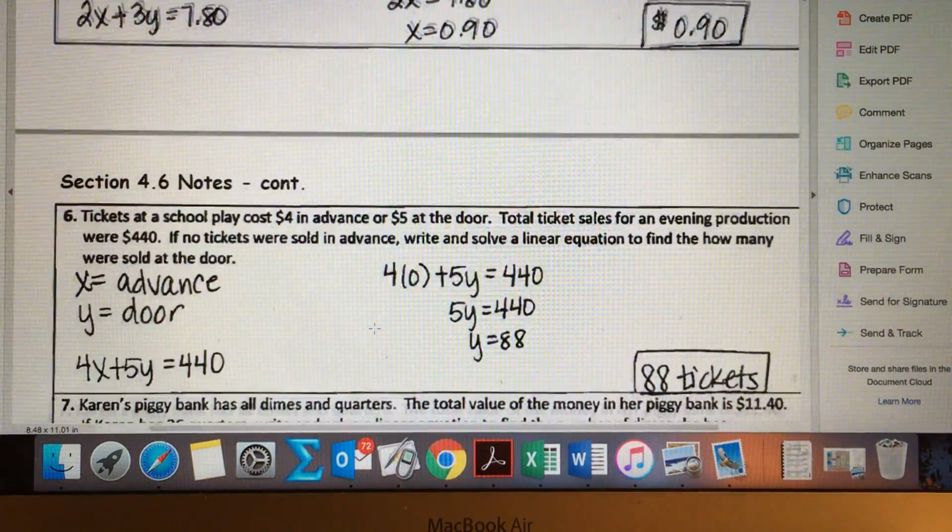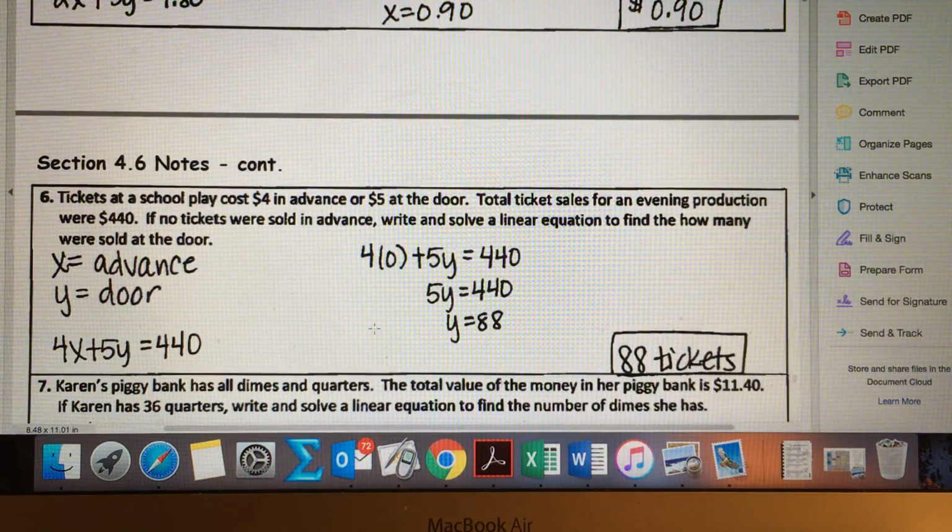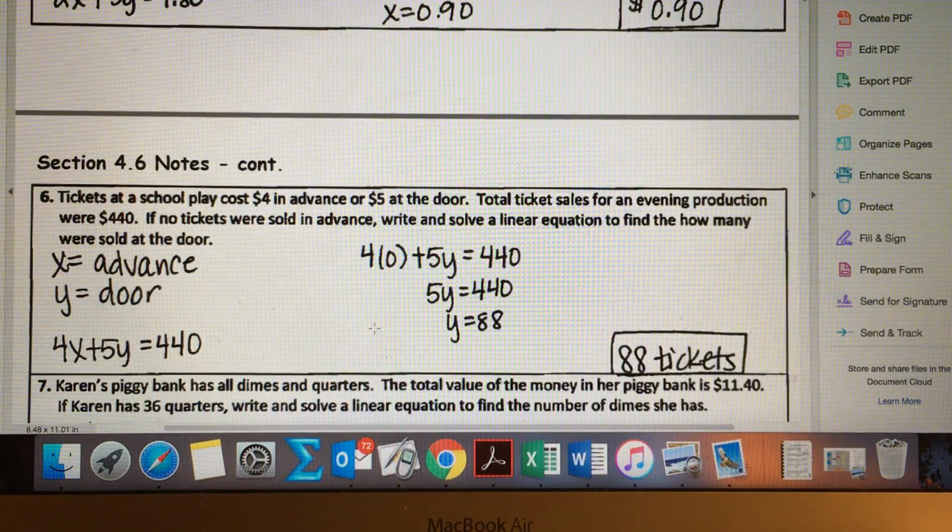Okay, what I'd like you to do is do number 7 now. Try number 7, pause your video, give it a go, and then once you've given it a go, I'll have an explanation that follows.